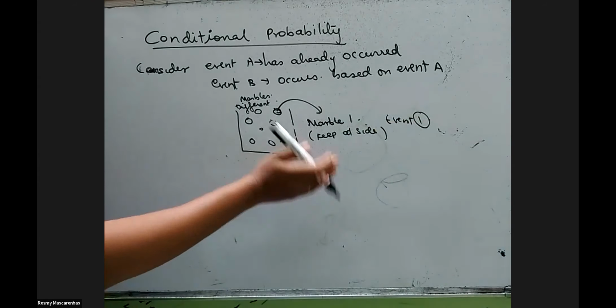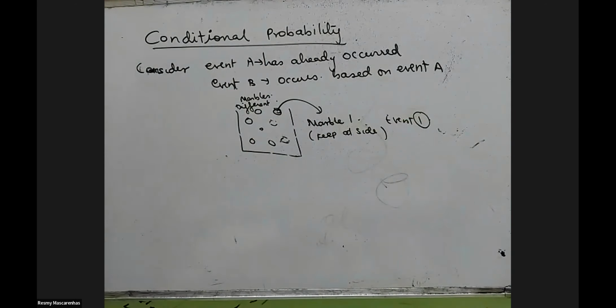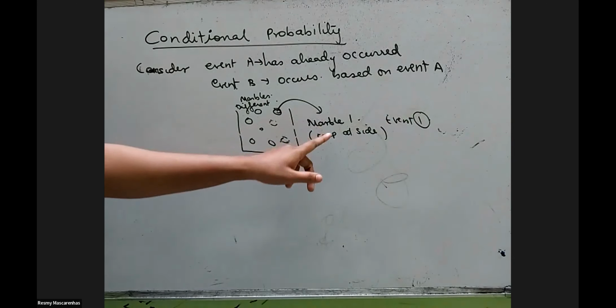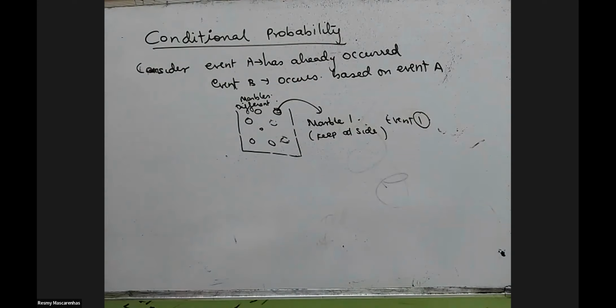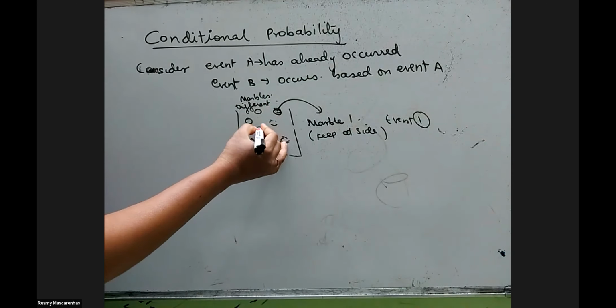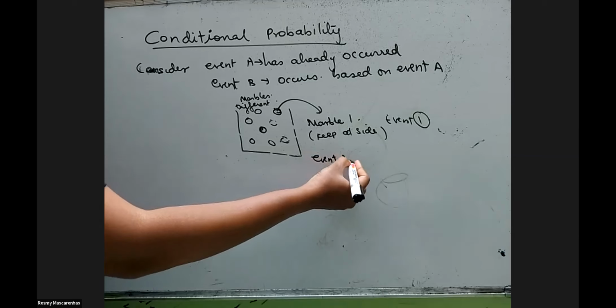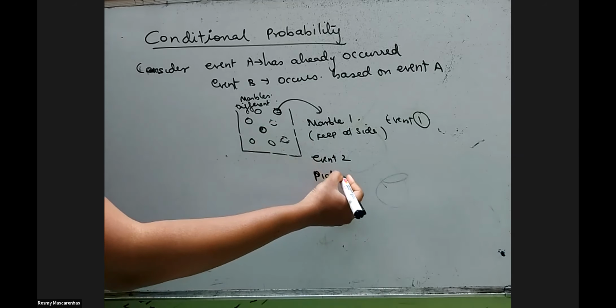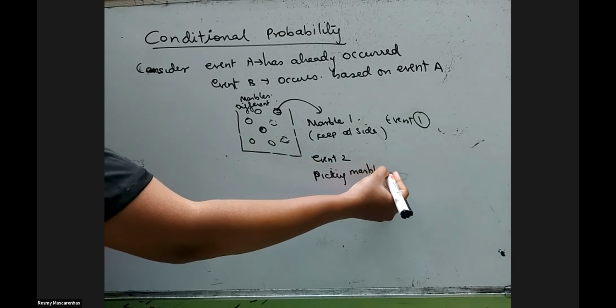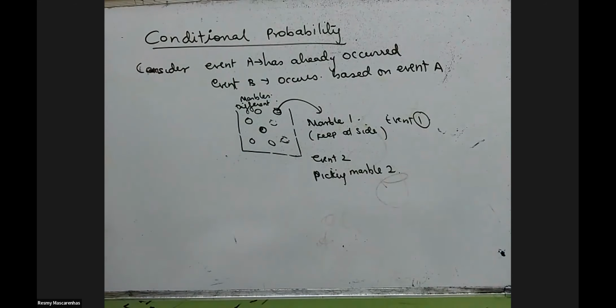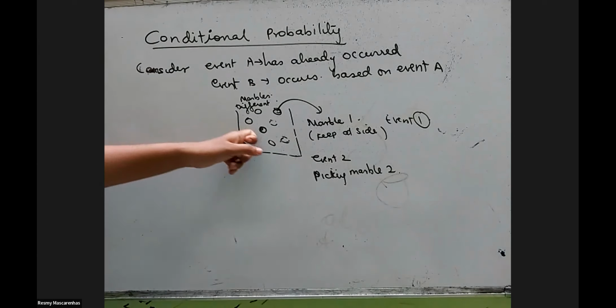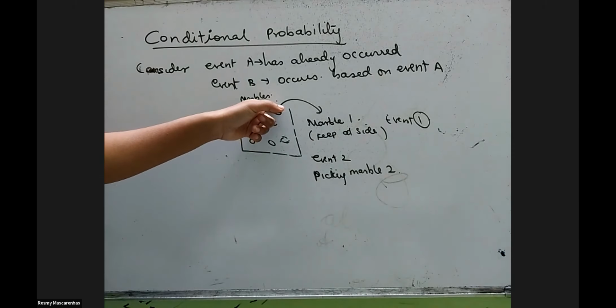Now what you are doing? Again you are trying to pick up. You are not putting marble 1 back. You are just removing it and keeping it aside. Now what is event 2? Picking marble 2. The second marble you pick depends on what was picked up first. A marble which you wanted must have already come out and gone somewhere. So the second event is already dependent on the first one.